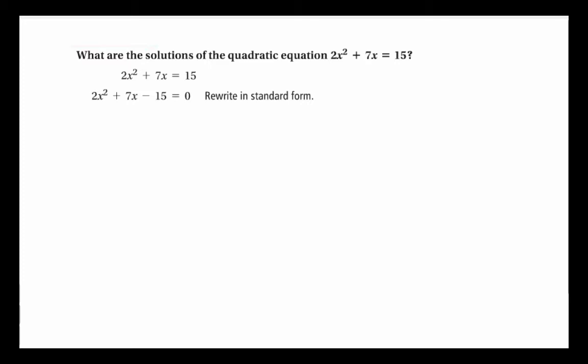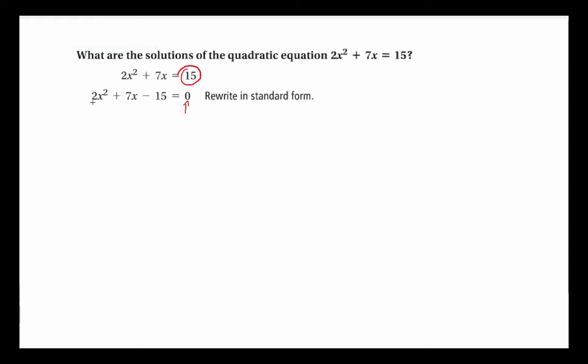What are the solutions of the quadratic equation 2x squared plus 7x equals 15? So here's our problem. Sometimes we'll have a constant term or another term on the other side of the equal sign. What has to happen first is we have to get all the terms on one side so that we have 0 on the other side. This is the only way that we have standard form. All the terms have to be on one side with a 0 on the other side. Once we write this in standard form, then we've got to factor our trinomial.